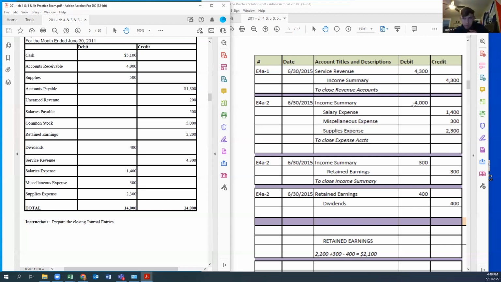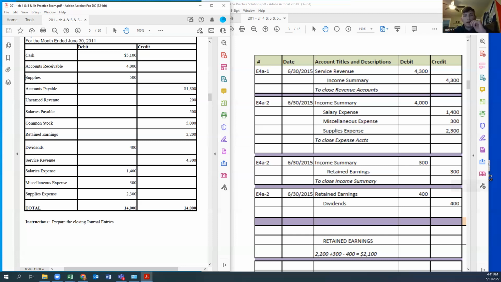Professor? Go ahead. Hypothetically, would it also work to do each expense in a separate spot, like income summary, salary expense, income summary, miscellaneous expense, or does it all have to be together? Typically, it's all together, Hunter. You can do it that way, but it's more work. In practice, people don't do it that way.